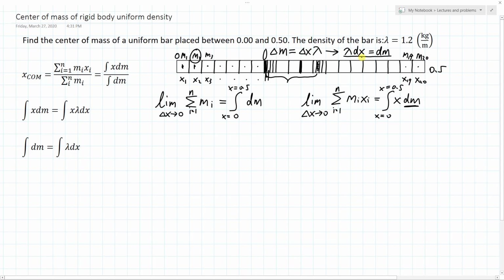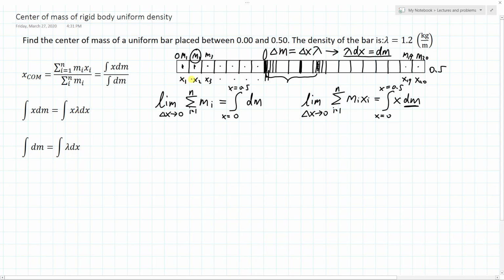So now that we know, this is just a review on the left side. dm turns to lambda dx. Then x dm will just turn into x lambda dx. And if the lambda is a constant, then this constant passes through the integration sign, so it gets pulled out. If the lambda is not a constant, say you have a variable density bar, then the lambda will stay inside as part of the integrand.